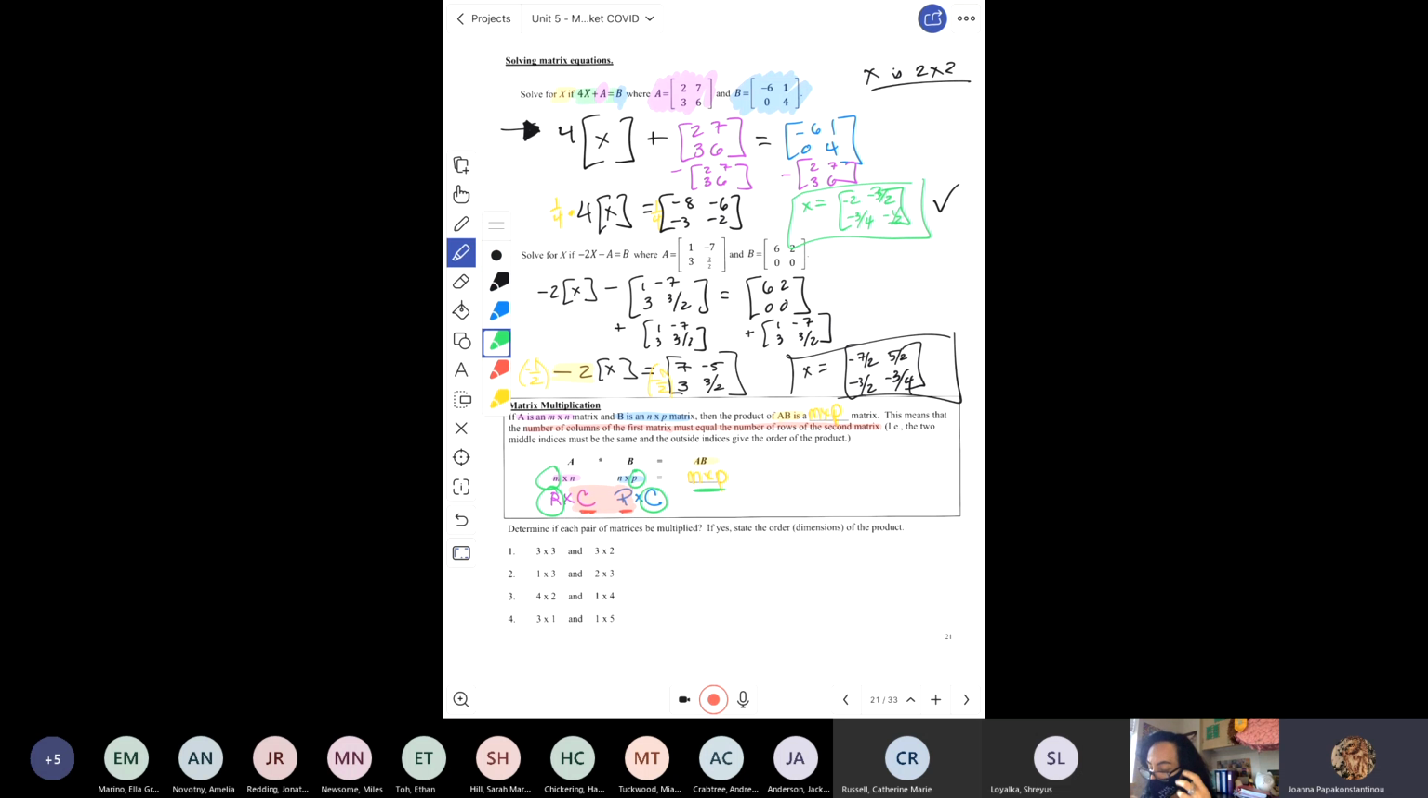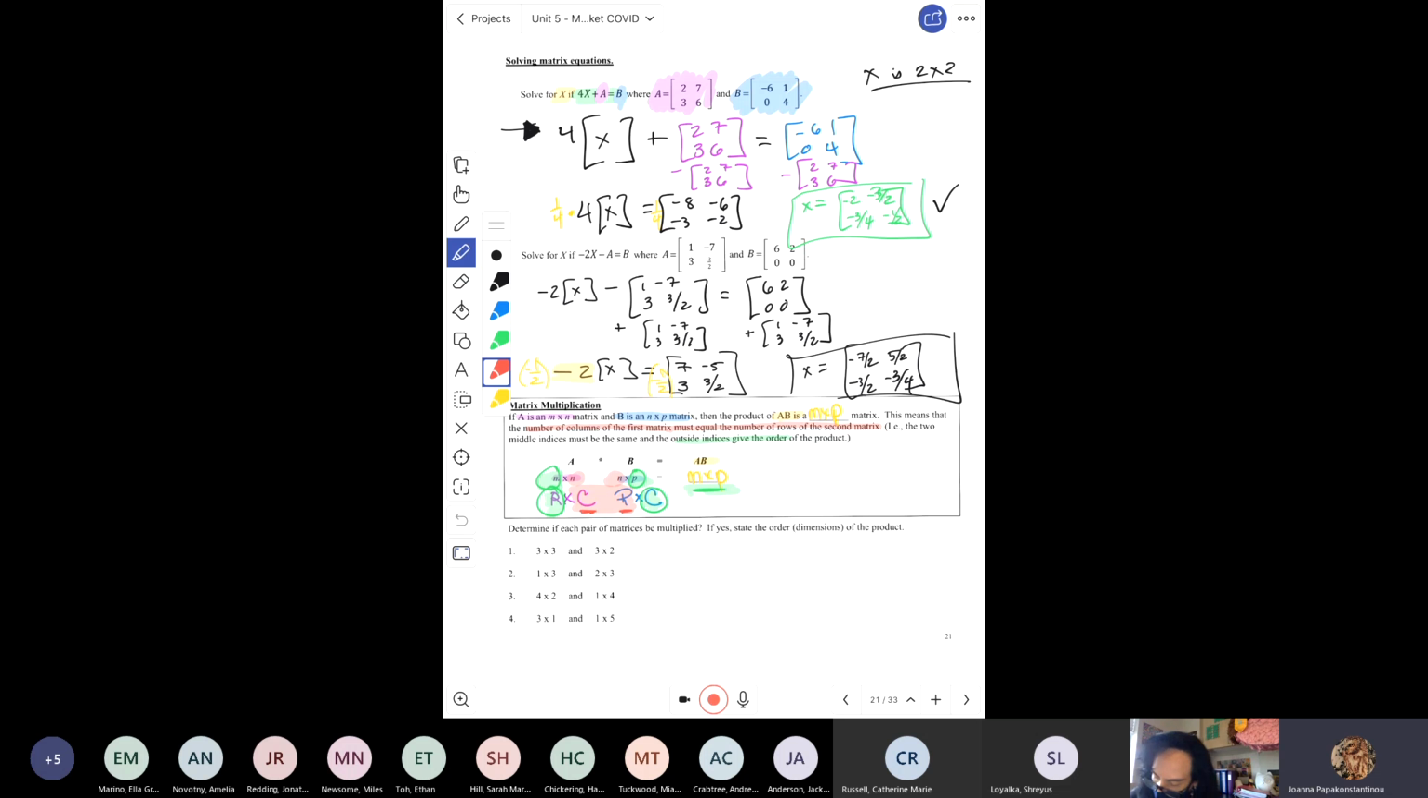So the product's order is the same as those outside indices. These are going to give me the order of the resulting matrix. The inside numbers must be the same for me to even perform the operation. So let's look at a few examples.